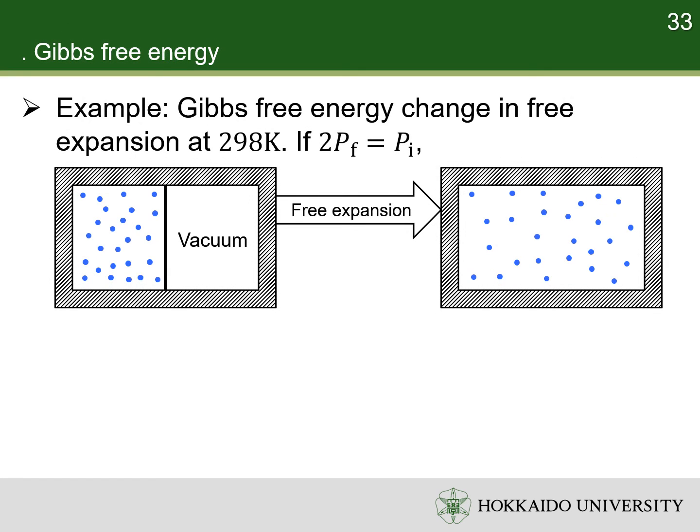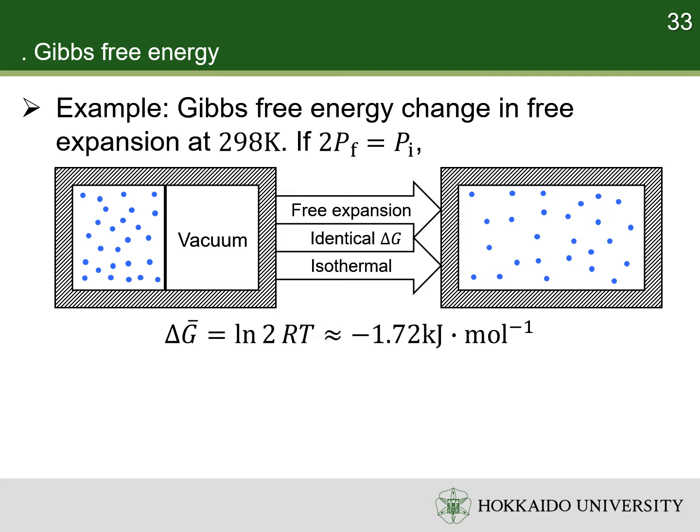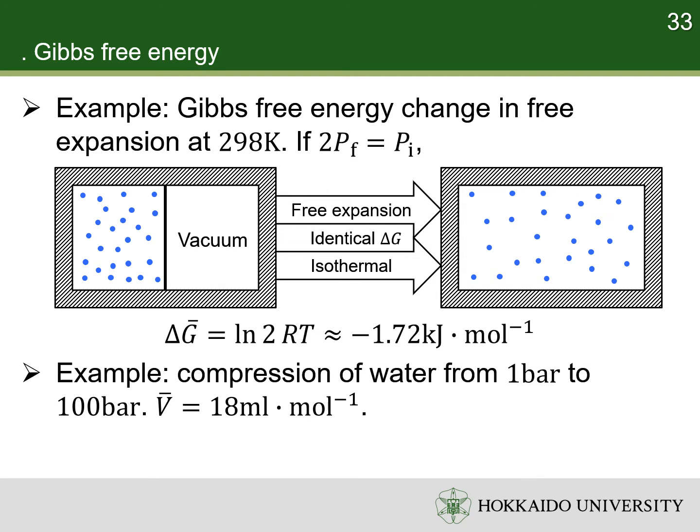Let's have a look at the free expansion, where the final volume is twice the initial volume, so the final pressure is half of the initial pressure. The Gibbs free energy change can be calculated using an isothermal process, similar to what we did when we calculated the entropy change. Another example is the compression of water.